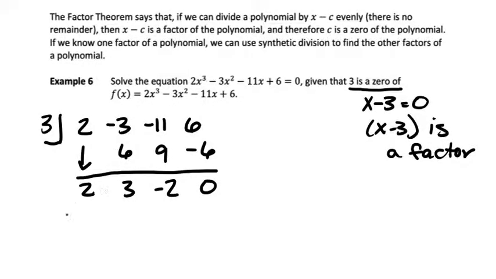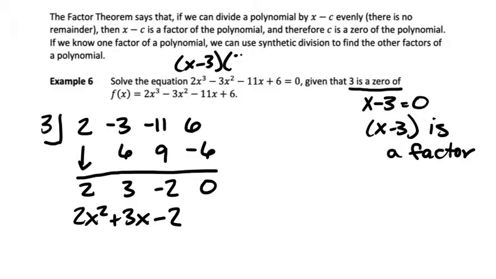So now what I have here, this tells me what the other factor is. The other factor is 2x squared plus 3x minus 2. So in other words, I can factor this polynomial into x minus 3 times 2x squared plus 3x minus 2. So now what I need to do to find the other two factors is set this equal to 0 and solve.